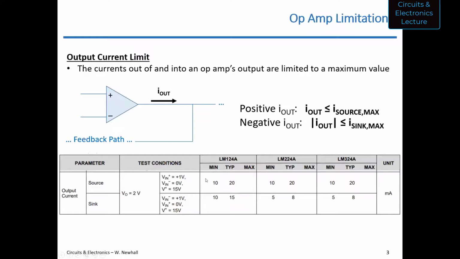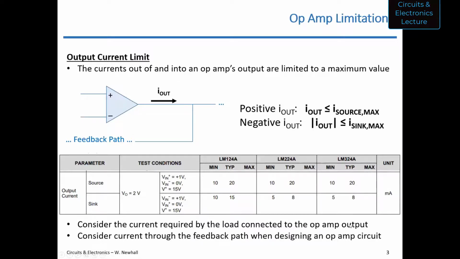Here is a table out of the data sheet. So this op amp can support up to 10 to 20 milliamps, typically 20 milliamps out of its output. It can sink or take in to its output 8 milliamps. So those are different values. Okay, so the takeaways here: consider the current required by the load connected to the output of the op amp, and also consider the current through the feedback path when designing an op amp circuit.